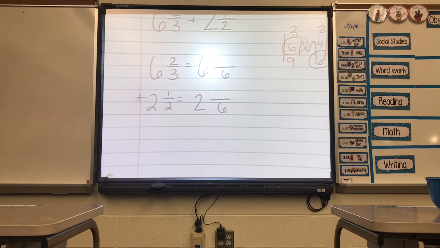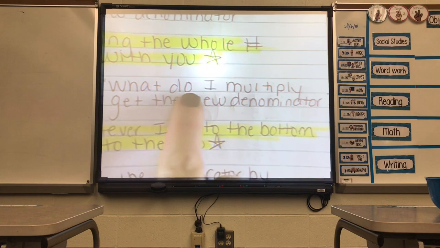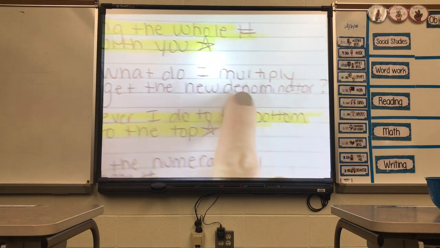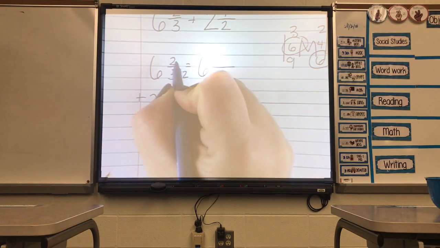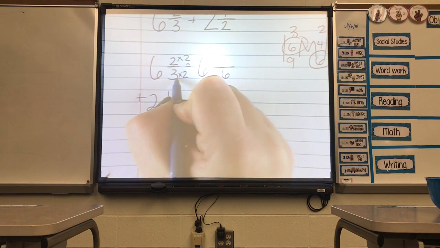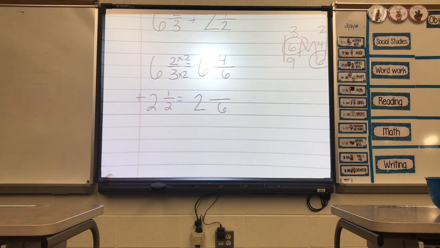Now I go back to my regular steps. So now I'm on step 4. Think, what do I multiply by to get the new denominator? Well, 3 times 2 is 6. So whatever I do to the bottom, do to the top. 2 times 2 is 4. And this is my new problem.